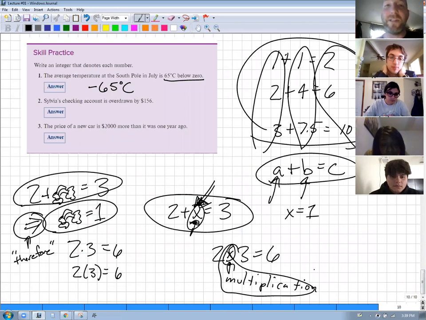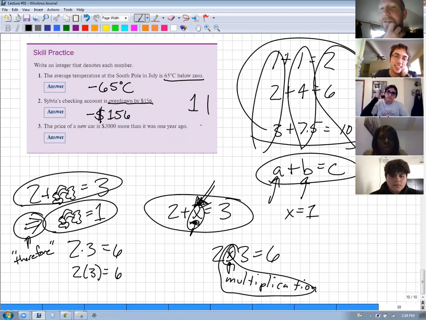All right, so Sylvia's checking account is overdrawn. Uh-oh, by $156. So she's at negative $156. That's right. I like to write my one like that instead of that, so I know it's a one and not an L.